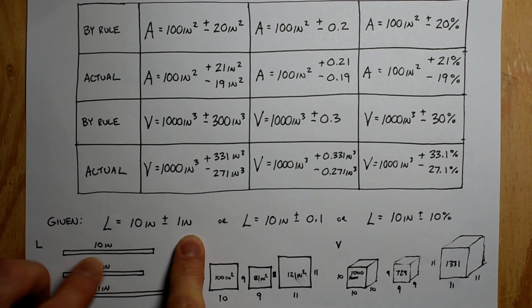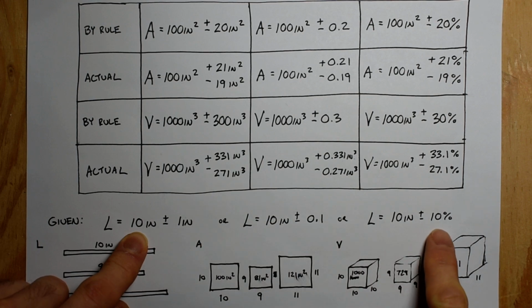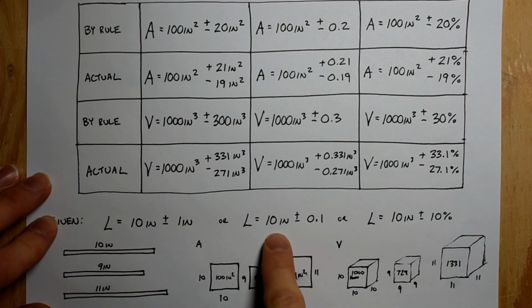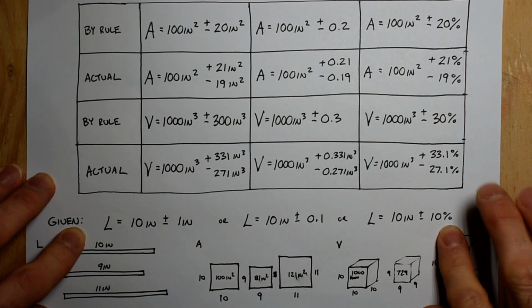This is how we write that: 10 inches plus or minus 1 inch. Now, what is this as a percentage? Well, it's 10%. 10% of 10 inches is 1 inch. And so it can also be written as a fraction. This is 1 divided by 10, that's where you get this number. 1 divided by 10 times 100 is 10%.